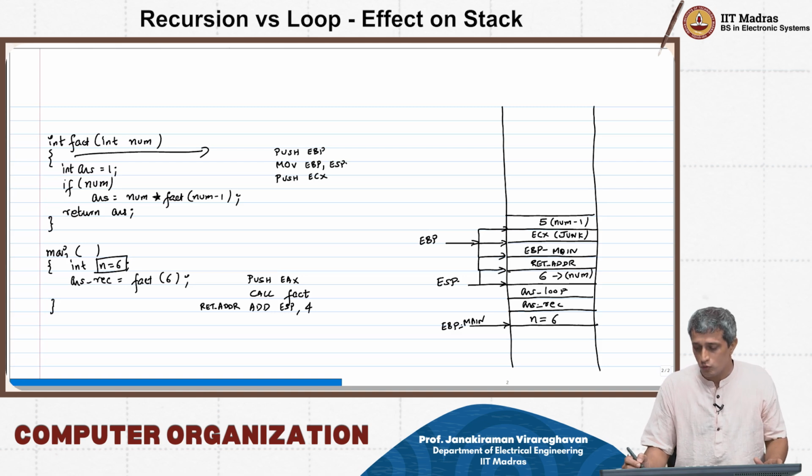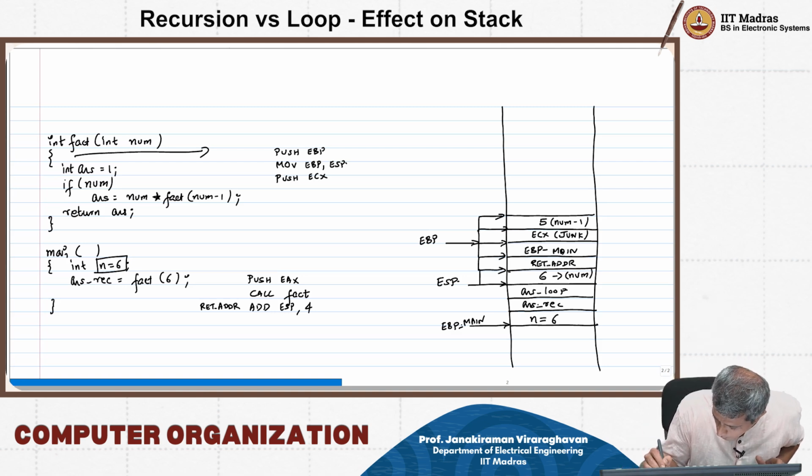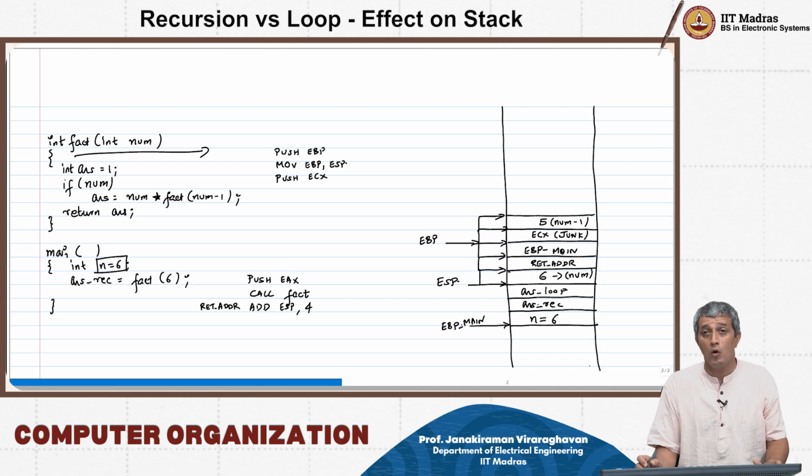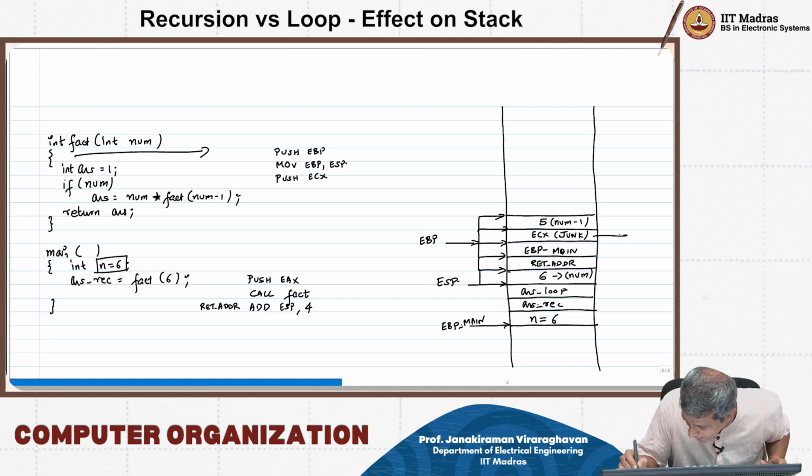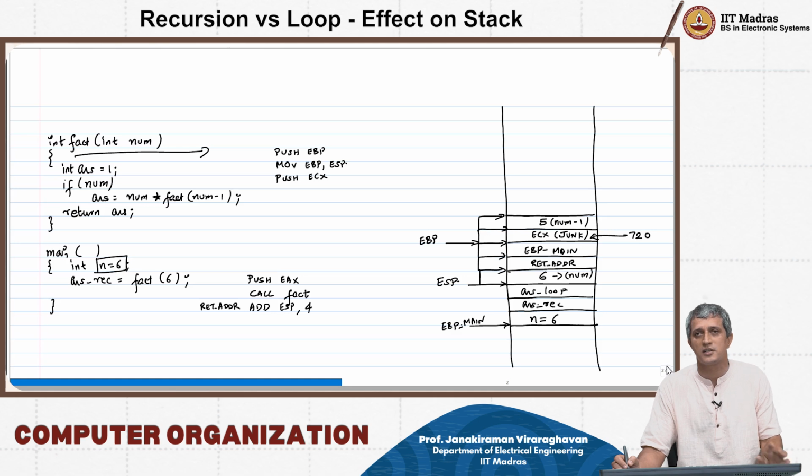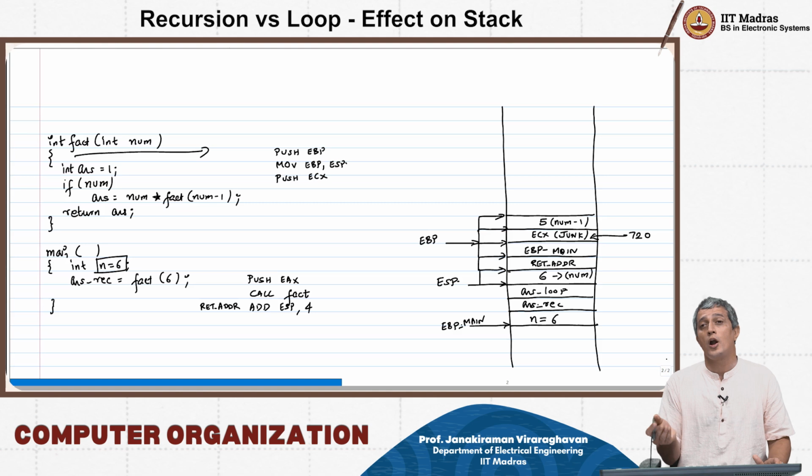And then what do you do? Your ESP has again moved here. Now, when you actually come out of the function fact for the value 6, the answer 720 should be sitting in this local variable space. Where is that? This is where 720 should be. The 6 factorial answer should eventually go there. But in order to do that, we need to do so many other things.